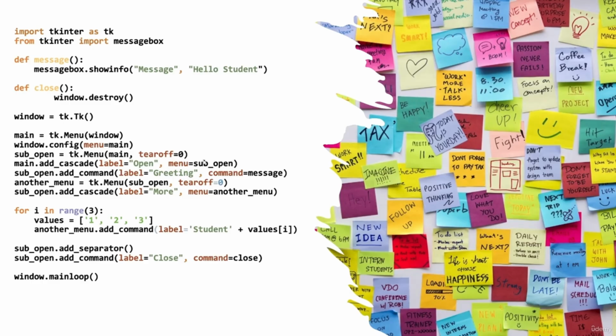So let's first import tkinter as tk. Let's also use the messagebox module. Create two callbacks. One will serve as a welcome message, while another will close the window. Next, we'll create our window widget. Then we'll create our main menu. For all to work, of course, we have to use the config method and apply it on our window object and place our menu object and assign it to our menu property.